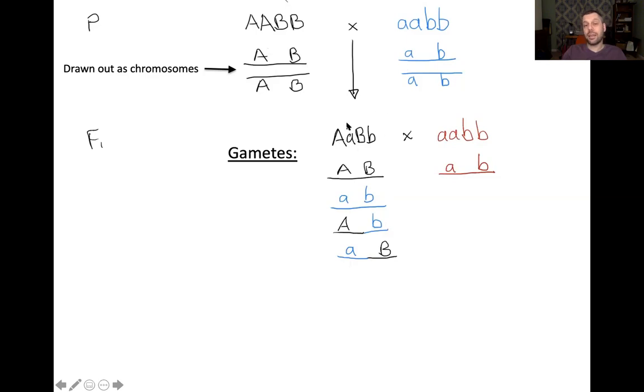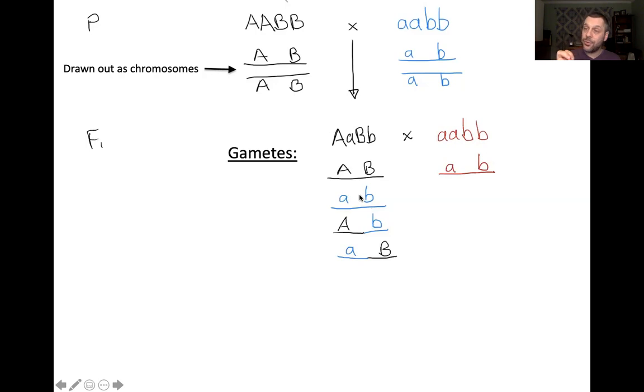So we're going to take this individual and do a test cross like it says in the question. The first thing I have to do is figure out what gametes could be made in each case. In the case of the dihybrid individual, I'm going to draw out the chromosomes and look at what's on each chromosome. I get one chromosome that looks just like the parent, big A, big B, and a chromosome that came from the other parent, little a, little b.